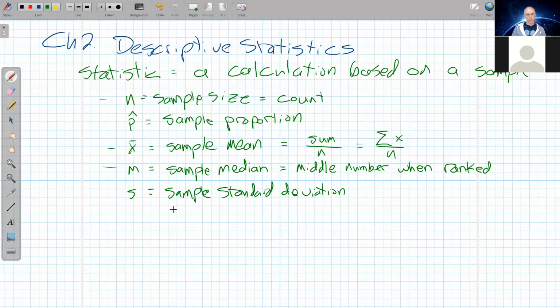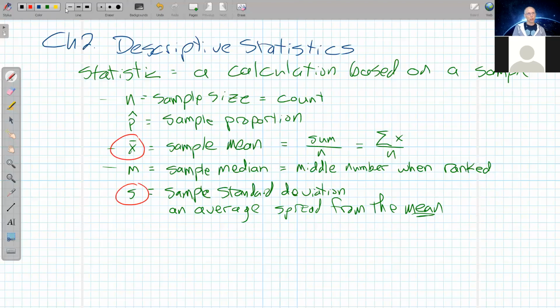So the sample standard deviation is an average spread from the mean. So in order to do standard deviation, we gotta have the mean, not the median, the mean. And we'll take a look at that more specifically in a moment. So these two, again, are linked with each other. We're then gonna jump into percentiles. And a percentile is just a line you draw in the data that says some percent is below.